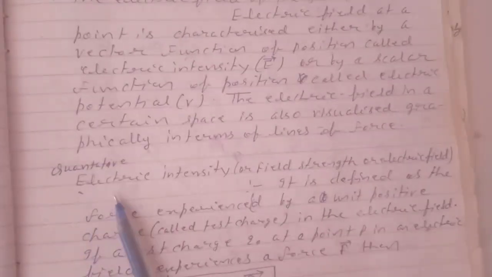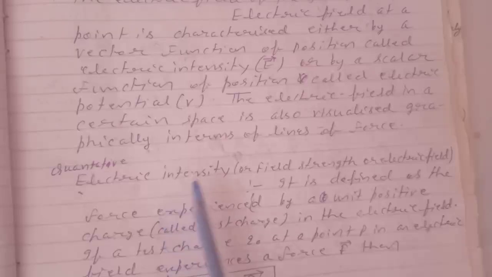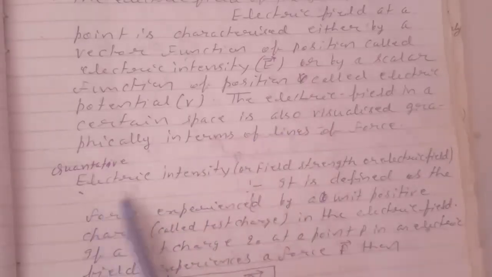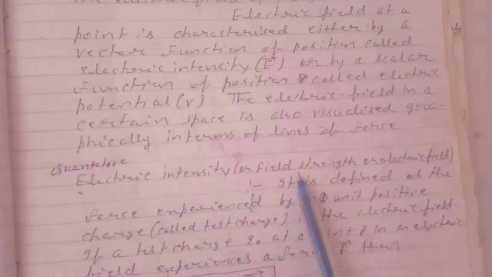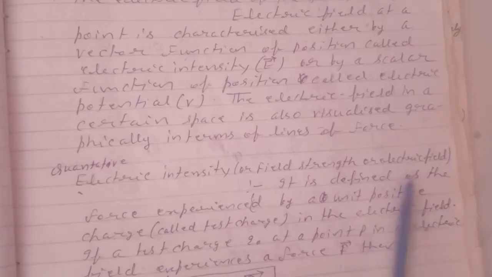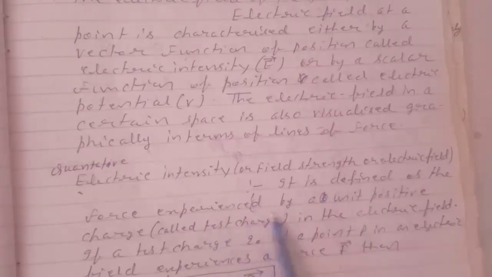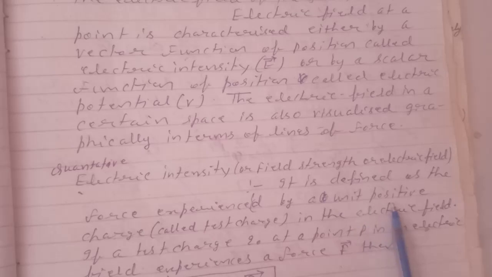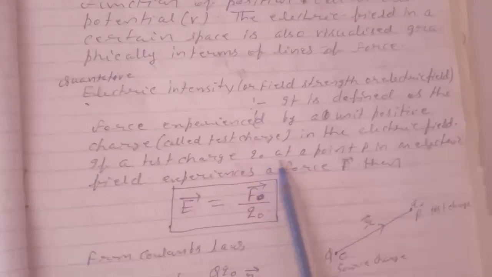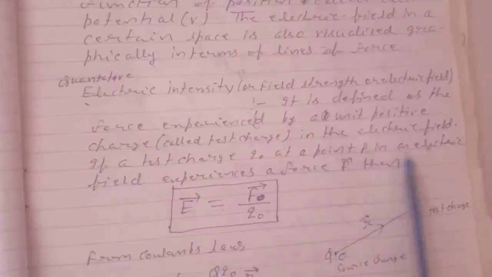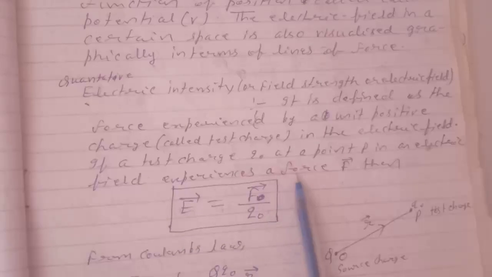Now quantitatively we can define the electric field, or electric intensity, or field strength. It is defined as the force experienced by a unit positive charge, called the test charge, in the electric field. If a test charge Q naught at a point P in an electric field experiences a force F vector, then E vector equals F vector by Q naught.